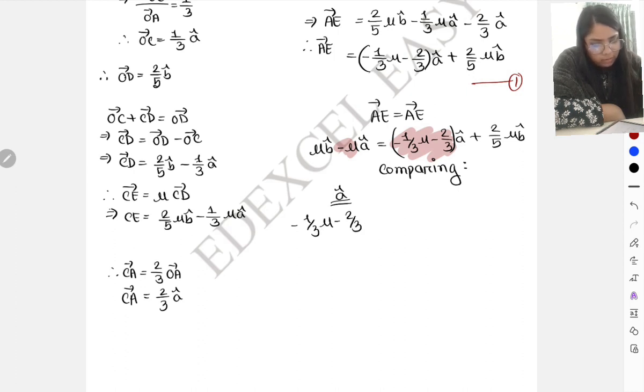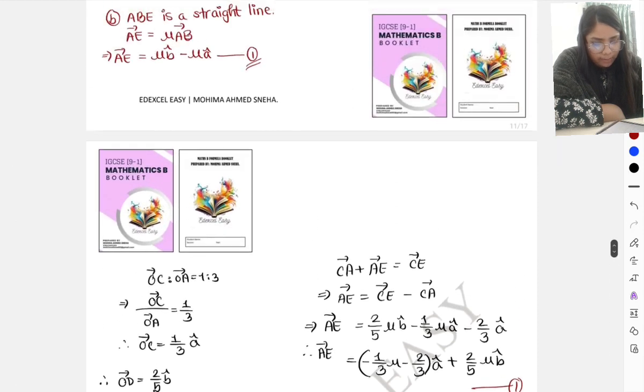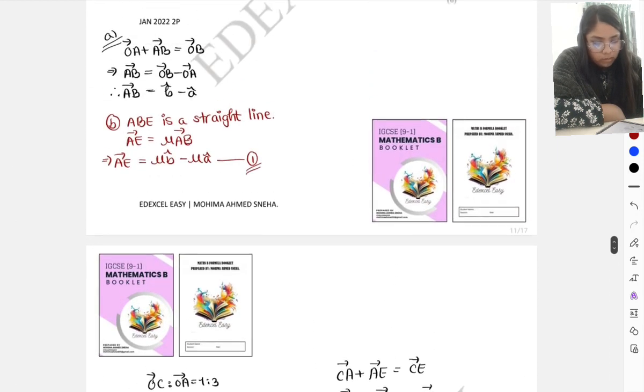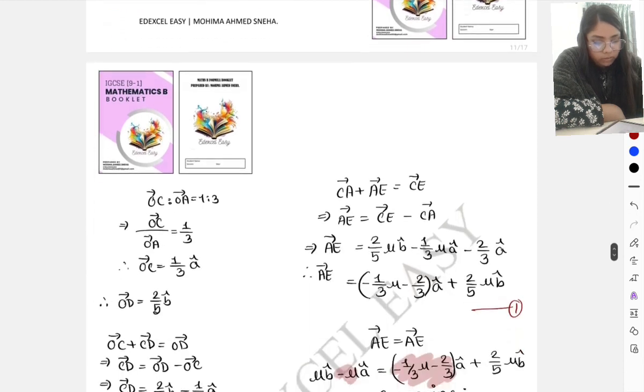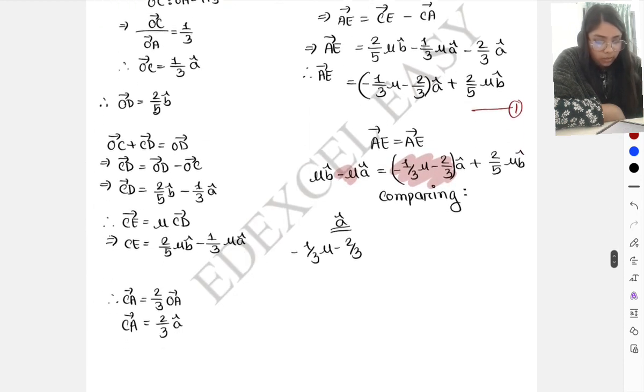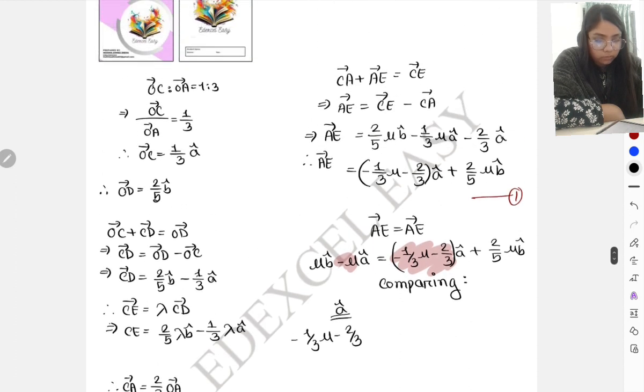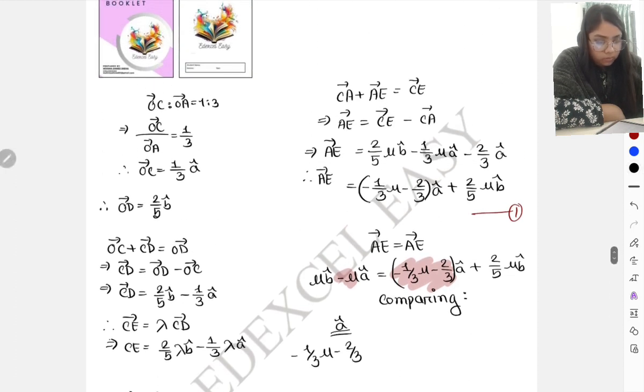Wait, all the things are actually written in mu. Wait 1 minute. Sorry, I made a mistake. The first one was in terms of mu, so the second one should be in terms of lambda. Sorry. Okay, I'll just change it. This is the only part where we need to change. C would be lambda CD, right? I'll just change it over here. These are all going to be lambda. I forgot to use a different constant over here. I was thinking that the other one was about lambda, so I'm really sorry for it. I'll just change it very fast.